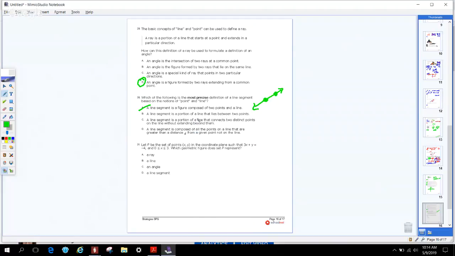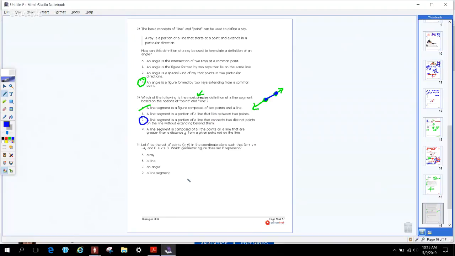A line segment is a portion of a line that lies between. That's true, but it wants the most precise one, so I'm not going to cross it off. I want to see if there's something more precise. A line segment is a portion of a line that connects two distinct points on the line without extending beyond them. That's probably going to be the answer, because it says it connects two portions of a line without extending beyond. So it's going to be choice C.